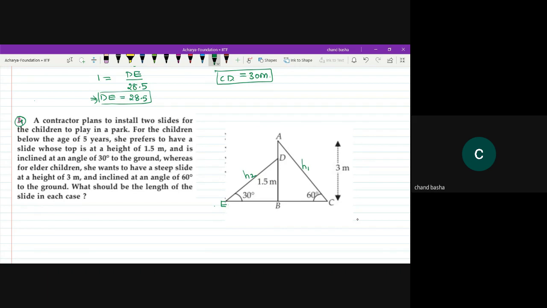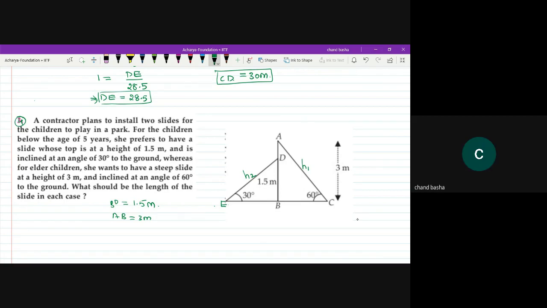BD value is given to you, that is equal to 1.5, and AB is also given to you, that is equal to 3 meters.